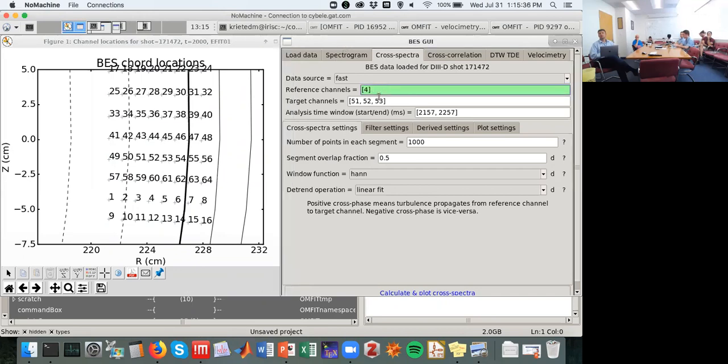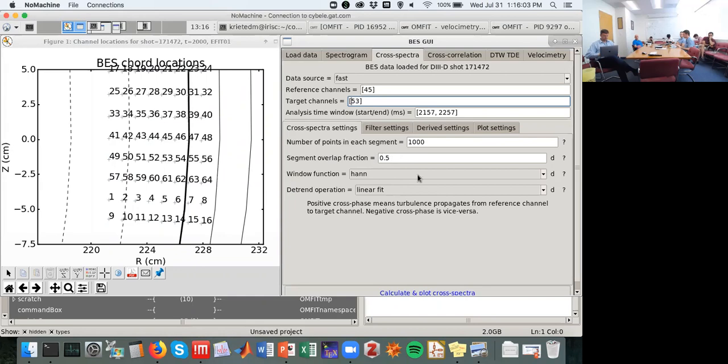For the reference channel box, I'll type in channel 45. And for the target channel box, I'll type in channel 53. I'll use that time window identified previously. Cross spectra are basically FFTs. The whole time record is binned up into segments. Each segment is Fourier transformed, and they're all averaged together. That averaging process is what gives you the noise cancellation I just mentioned.